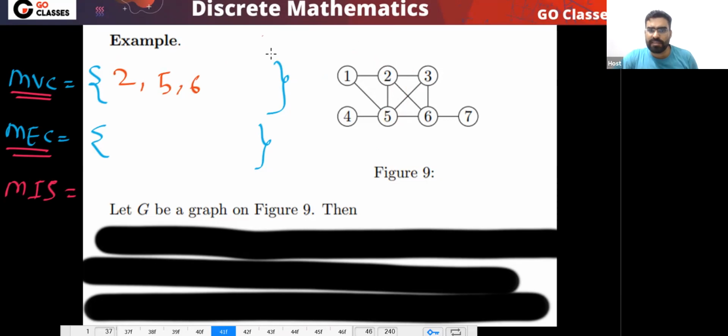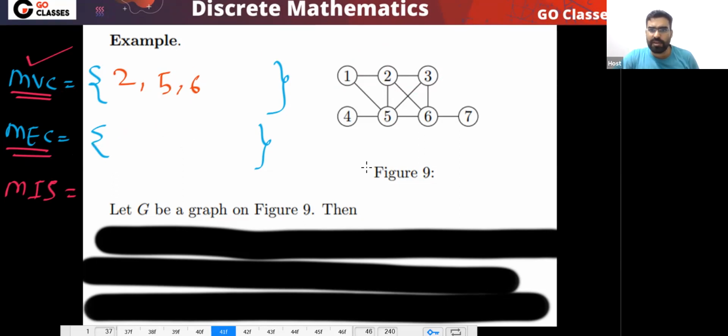57 is not covering everything. 57 is not covering this edge. 57 will not cover this edge. So this is the minimum vertex cover. Okay. Next. So you cannot, this is your minimum vertex cover.